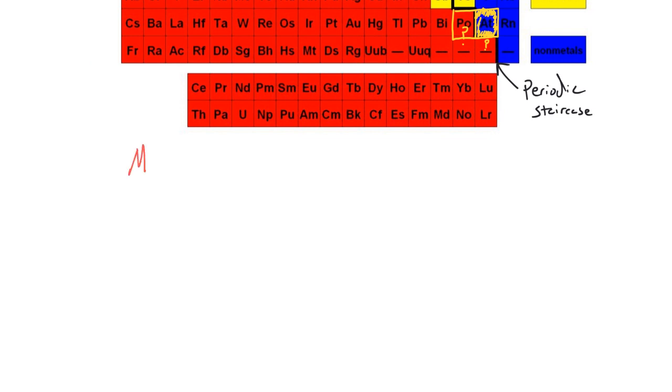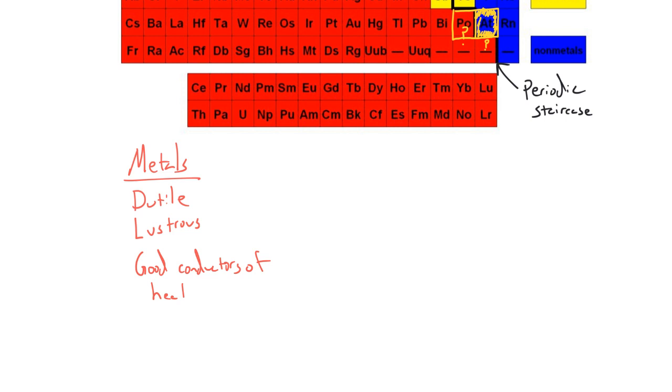So metals, they are ductile, which means that they are not brittle. They can be bent without breaking. And they are lustrous, which means they're shiny. And most of them are good conductors of heat and electricity.